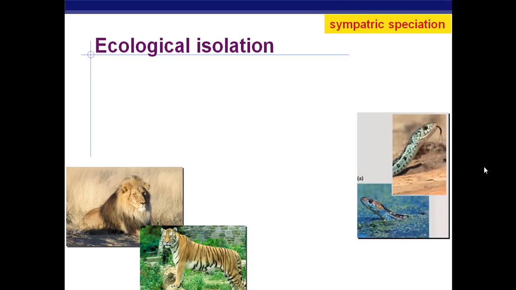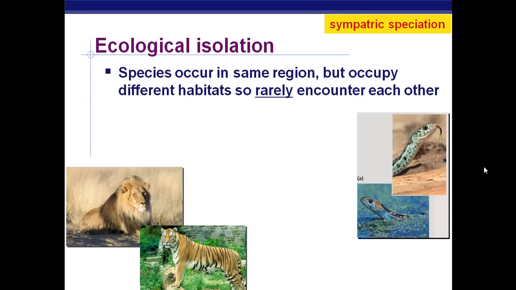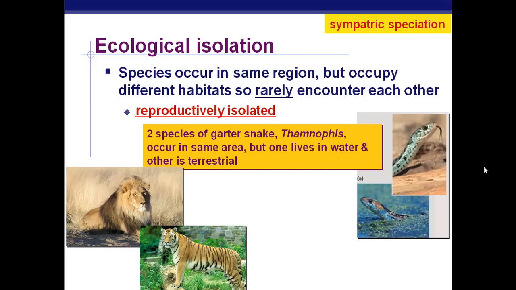Let's look at another type of isolation. Now this is ecological, where species occur in the same region but occupy different habitats, so they rarely encounter one another. Therefore they're reproductively isolated. For example, there are two species of garter snake that occur in the same area. One lives in the water and the other is terrestrial. Therefore they wouldn't really come into contact with one another.